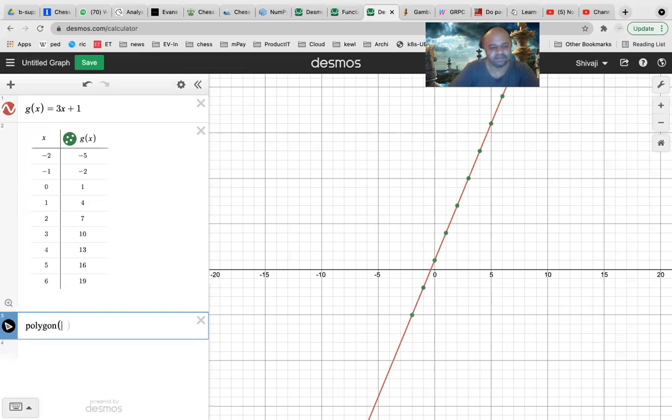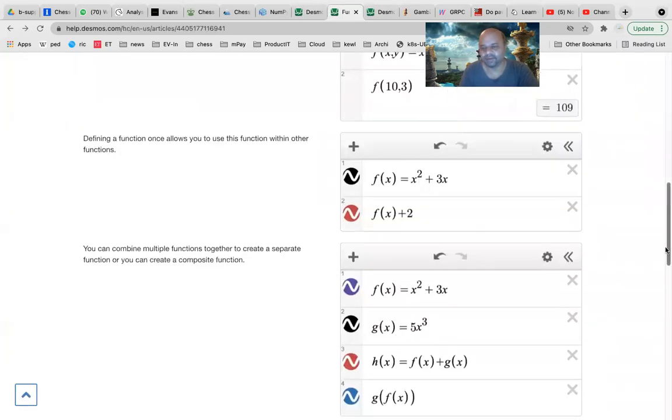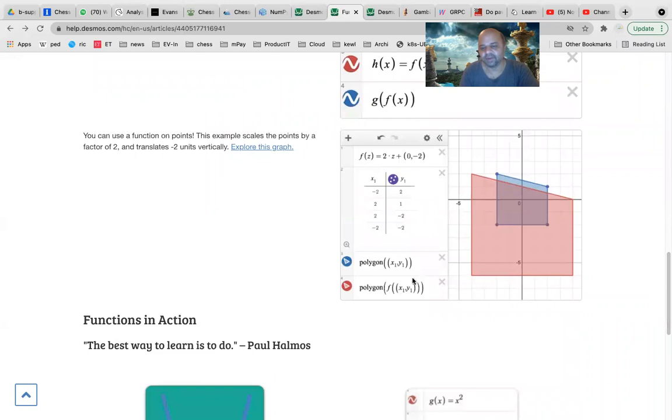polygon, x1 comma y. Not x. No, we don't have x. So what do we get here? How did we get the polygon? Okay, we have to put that in double brackets.